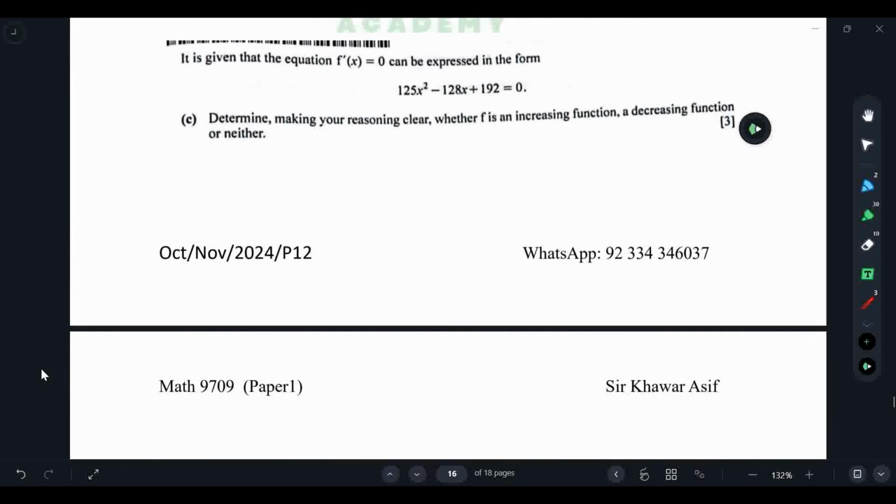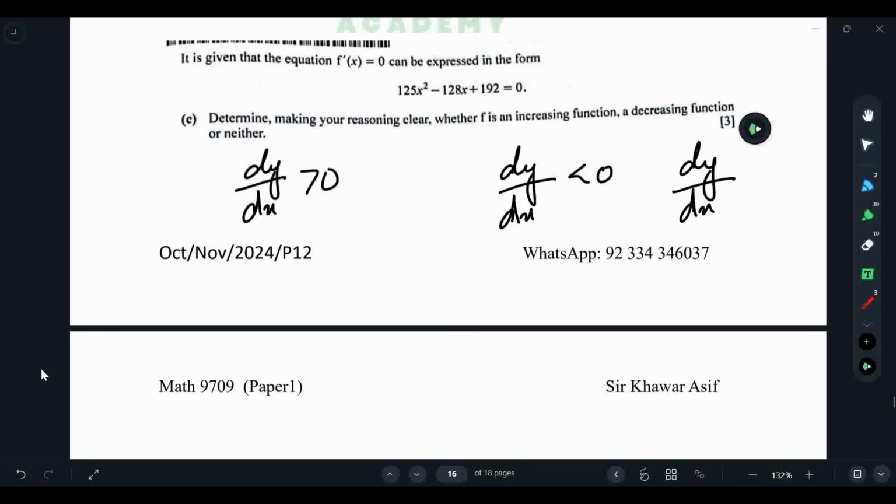In the last one, they say it is given that f dash of x can be expressed in the form this. Determine, making your reasoning clear, whether f is an increasing function, a decreasing function, or neither. So for this one, we know that if dy by dx is greater than 0, it will be an increasing function. If dy by dx is less than 0, then decreasing function. And if dy by dx is equal to 0, then it will be a stationary point.